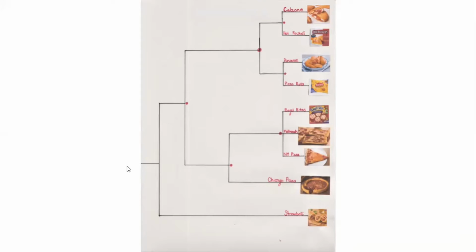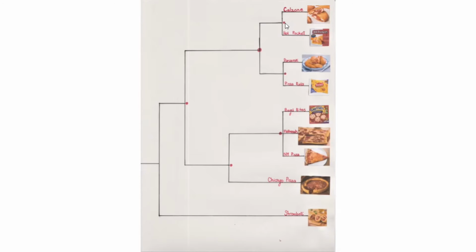This is also a rooted tree, as you can see here, which shows that all of these can be traced back to a common ancestor. It might be really far back, but they can all be traced back to the same organism or thing. So these are operational taxonomic units, or OTUs, and they are calzones, hot pockets, panzerotti, pizza rolls, bagel bites, flatbreads, New York-style pizza, Chicago-style pizza, and Stromboli.